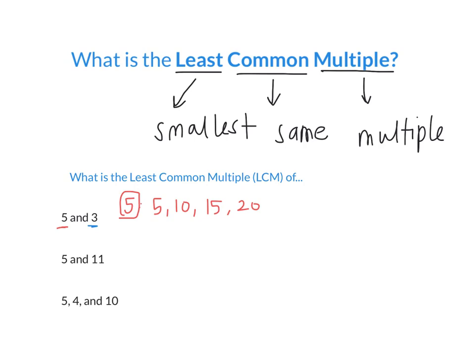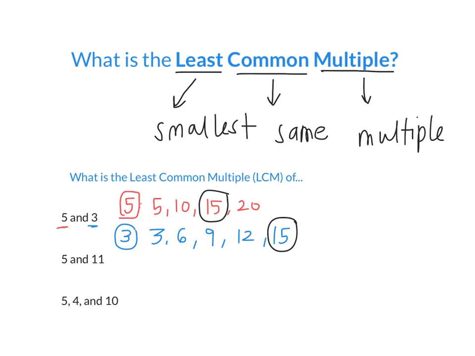Okay? Our second number is 3, so write down that we're going to list all the multiples of 3. Ready? Go. 3, 6, 9, 12, 15. We can stop right there because we can see that we have something in common. 15 is a common multiple of 3 and 5. It is also the least common multiple.